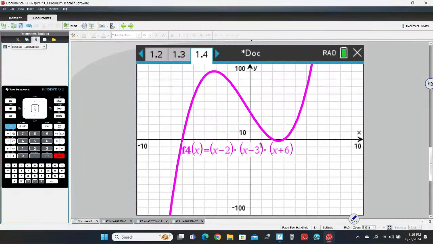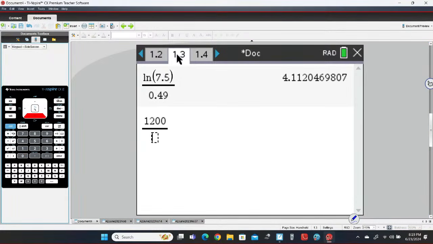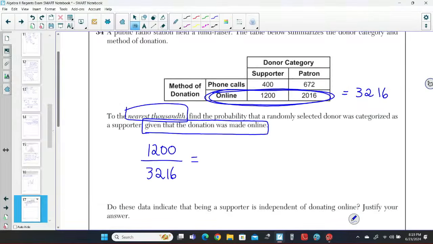Since we want that to the nearest thousandth, we've got to do that on our calculator. We've got 1,200 divided by 3,216. Do control approximate. There we go. I want it to the nearest thousandth. That's 3 decimal places. And that's 0.373. Again, watch your rounding.